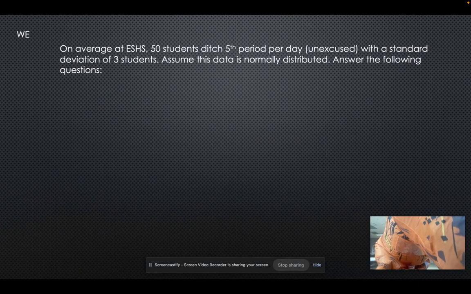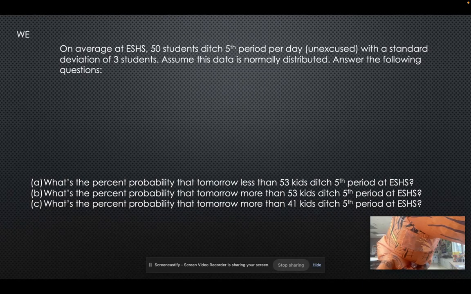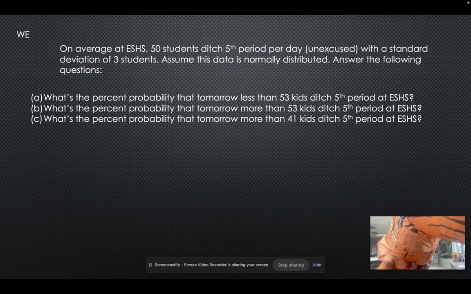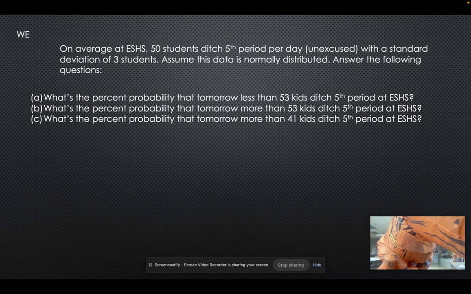So let's just say that on average, 50 students ditch fifth period unexcused with a standard deviation of 3. Assuming that this data is normally distributed, let's answer some questions. What's the probability that on some random day there's going to be less than 53 students? So 53 falls right on +1 standard deviation away. So less than that, that's going to be 84%.